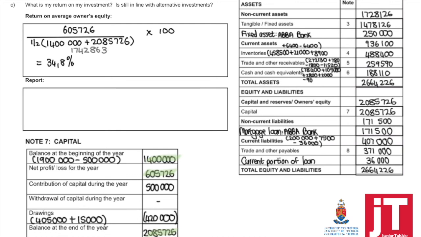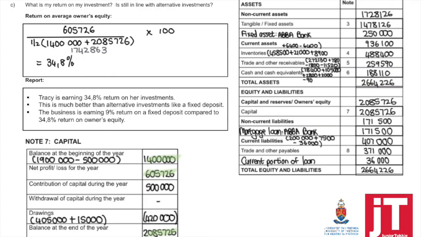So my percentage return is 34.8%. Compared to alternative investments, this is a good return. Because if you looked at the list of balances which was given, for the fixed deposit the business is earning 9%, and 34.8% is even much better than that. So this is a good return on the investment if we compare it to alternative investments. Again, we don't have last year's figures, so we can't compare this to last year to see if there's been an improvement or not. The next step, compare to alternative investments.